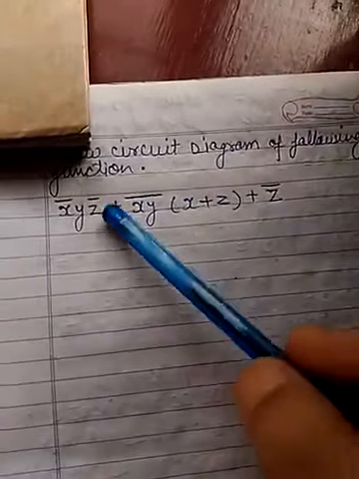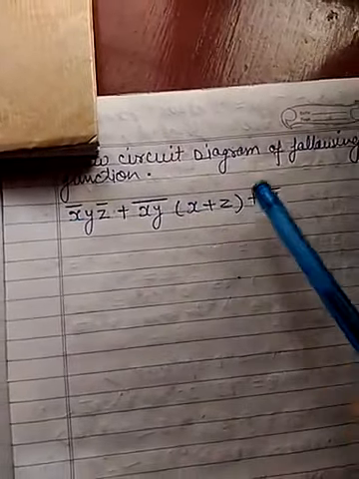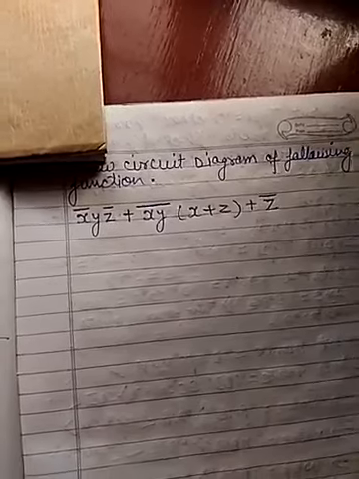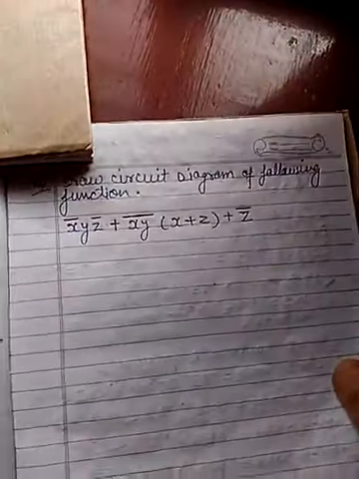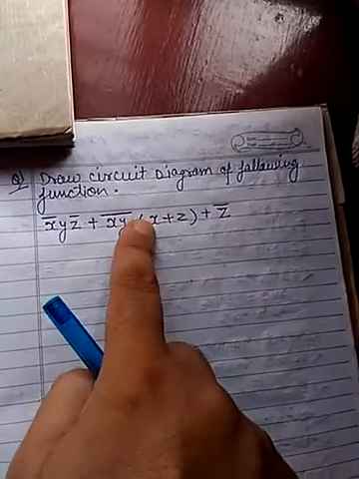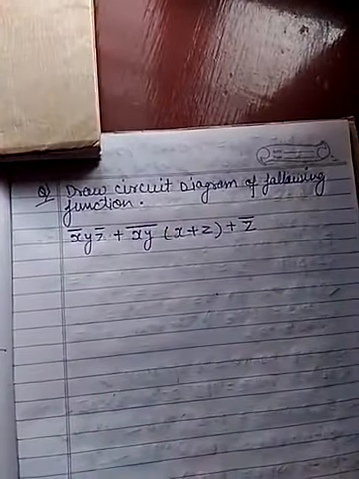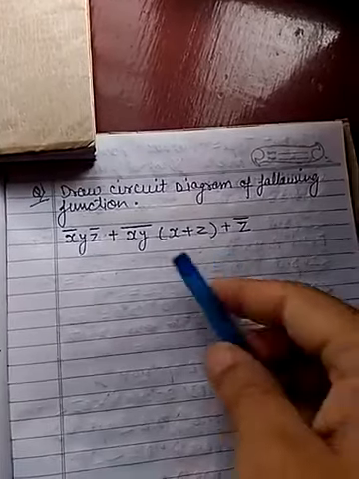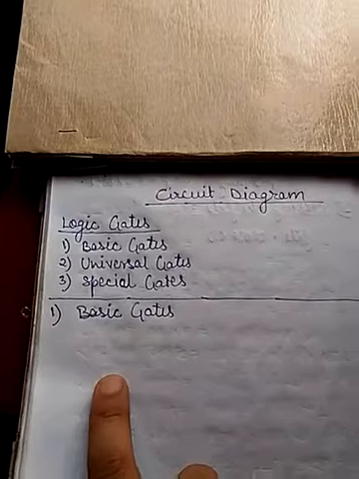like this. This is a logical function, or we can say this is a Boolean function, and we have to draw the circuit diagram of this function. So what is a circuit diagram? It is a graphical representation of this function. Now how can we do this?